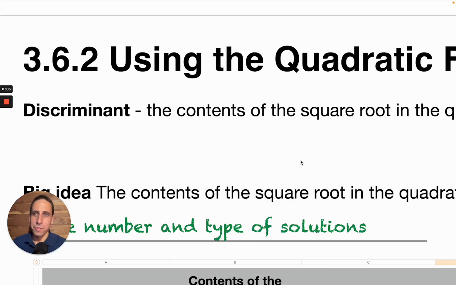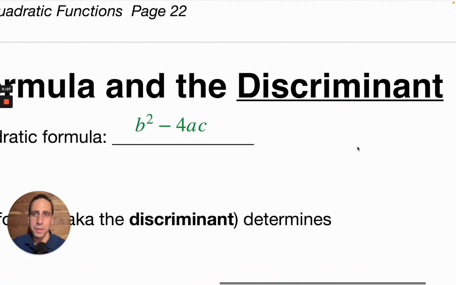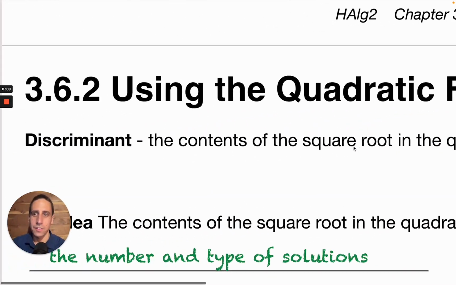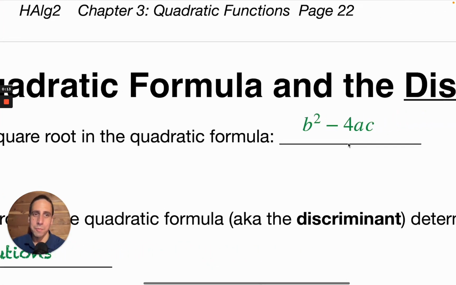Bergman here, coming to you with section 3.62, using the quadratic formula and the discriminant. What is the discriminant? It is the contents of the square root in the quadratic formula. That's that b squared minus 4ac. x equals negative b plus or minus the square root of the discriminant, b squared minus 4ac, all over 2a.